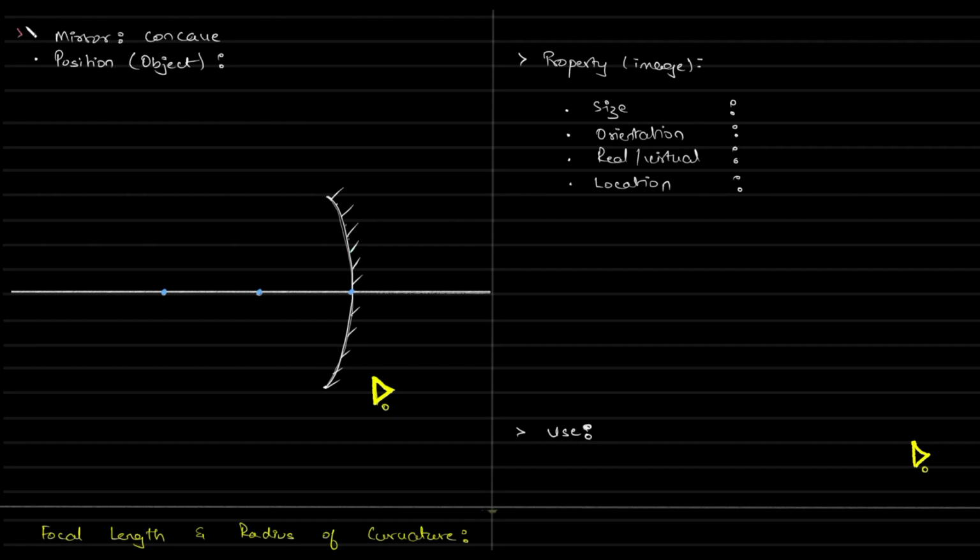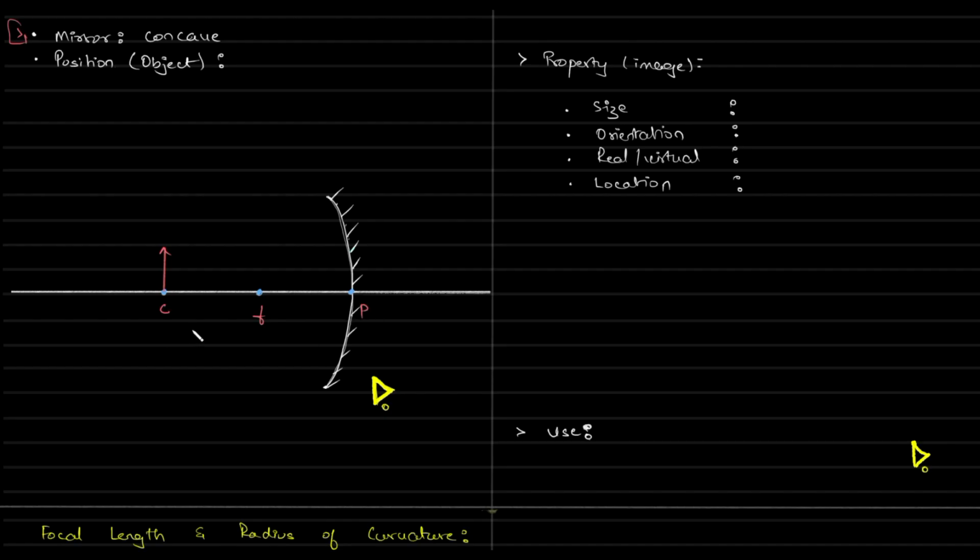So let's start with the first ray diagram of image formation. The mirror that we are using is concave. The position of the object, first we'll begin with at C. That is, we'll keep the object at C. So that's your C, this is your F, and this is your P.